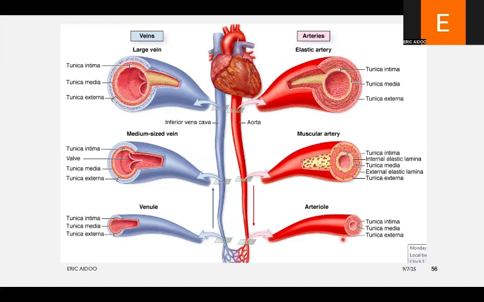All right, so just know these differences. So the innermost layer will be the tunica intima, followed by tunica media and tunica externa for both the arteries and the vein. So here: tunica intima, tunica media, tunica externa. Okay. And that's what you have to know for now.